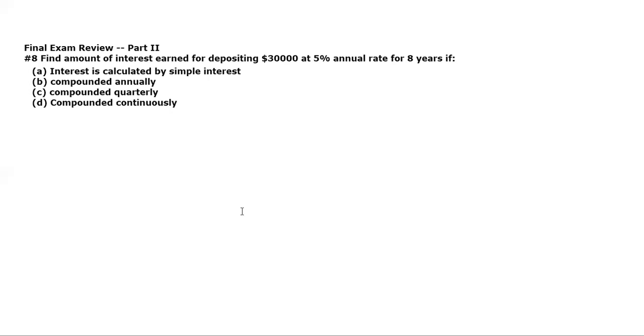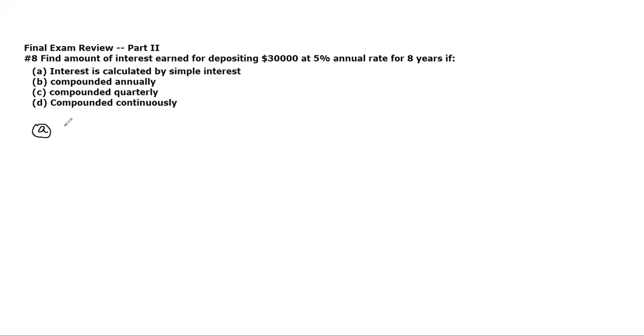So, this is the finance problem about finding the interest rate and finding the interest based on a certain interest rate. Here, we want to find the amount of interest earned if you deposit 30,000 at a 5% annual rate for 8 years. The first thing is how much interest if I do simple interest. So let's take a look.